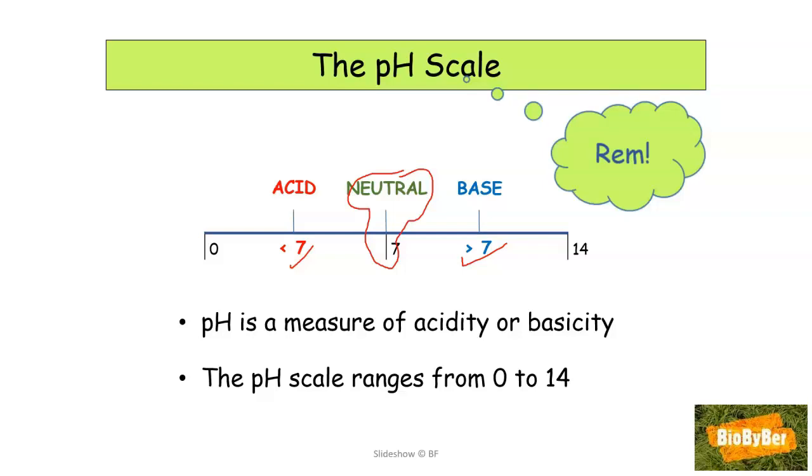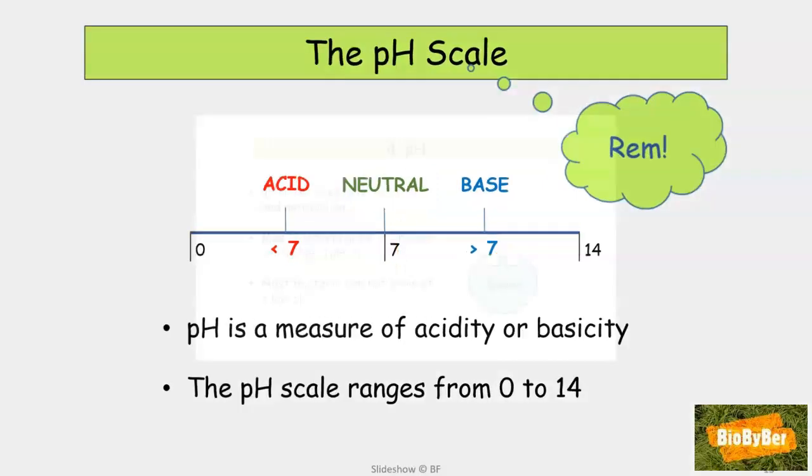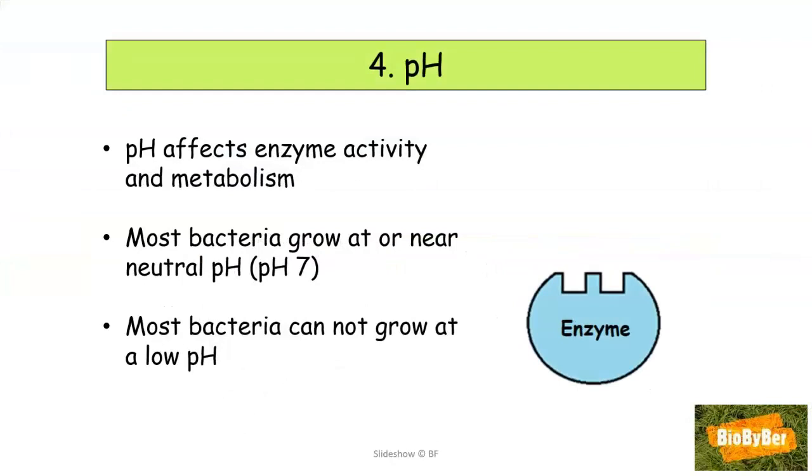So the pH, or the acidity, of the solution in which the bacteria are found will affect bacterial growth. Most bacteria grow at or near neutral conditions. Most bacteria cannot grow at a low pH, or in acidic conditions. This is the reason why foods can be preserved by pickling in vinegar, because vinegar creates an acidic environment in which the bacterial cells cannot grow.